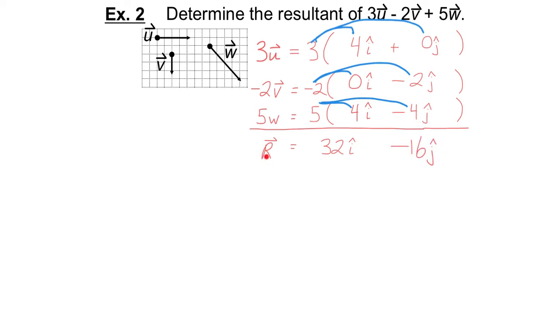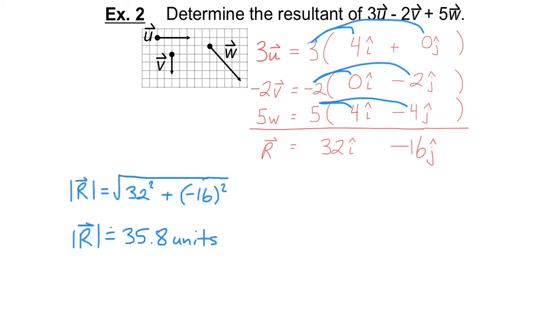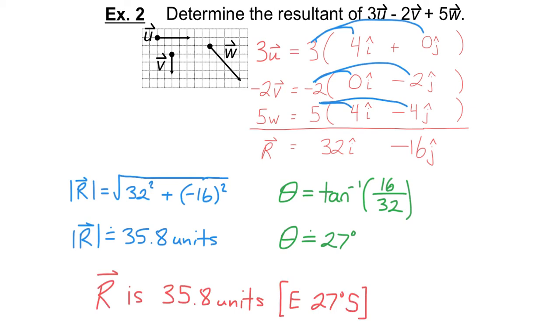Okay, so the resultant vector, 3u minus 2v plus 5w, is 32i hat minus 16j hat, the x and y components. Now we can do like we did in the previous example, where we use the Pythagorean theorem to find the magnitude of r, and then use the inverse tangent to find the value of the angle, and then we can write the resultant vector. R is 35.8 units east, 27 degrees south.